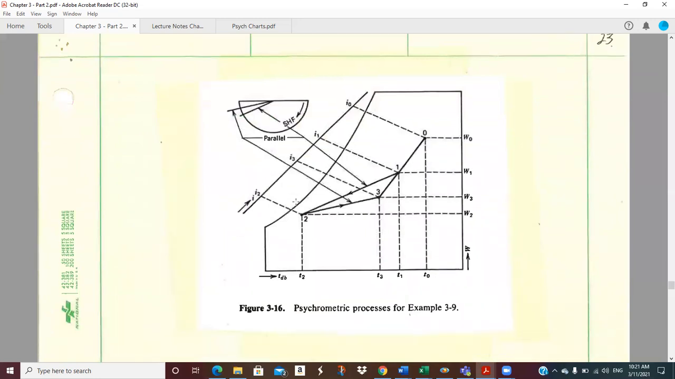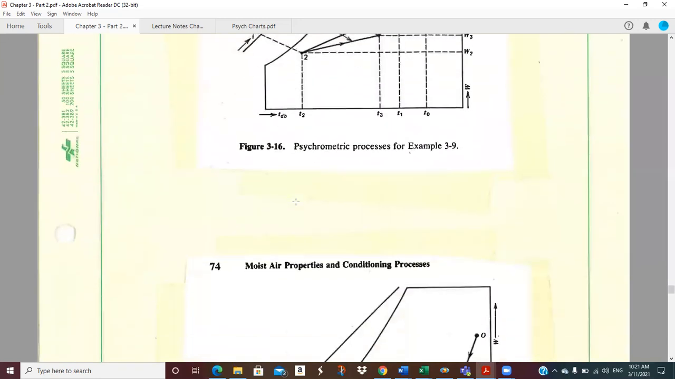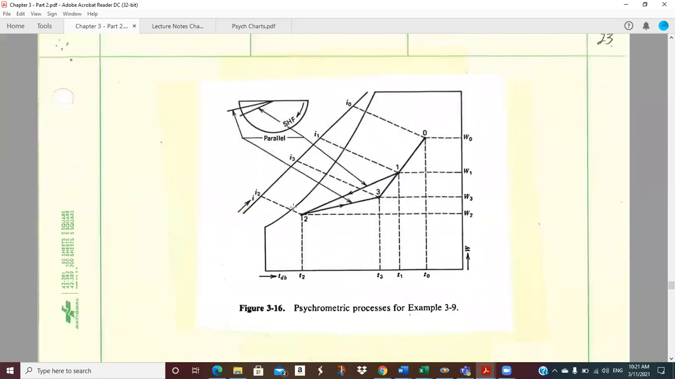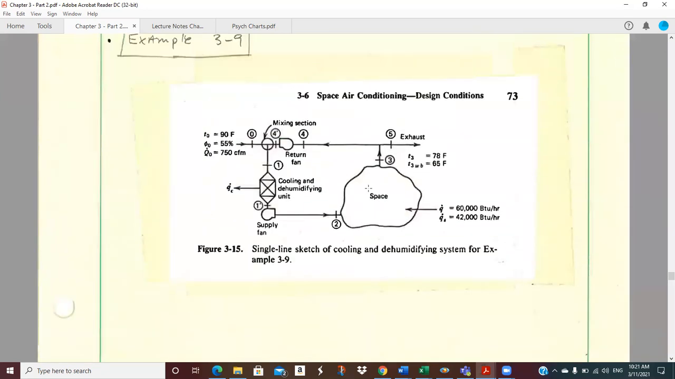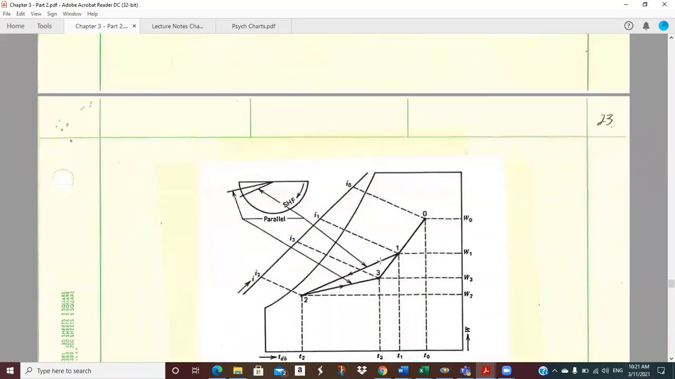Okay, so let's look at the psych chart here, and then we have an example problem where we actually work through those numbers. Okay, so 3 is the condition in the space. If you're given a problem, you're always given the condition you want to maintain in the space. So you've got a dry bulb temperature, and you've got a relative humidity, or some other variable that lets you plot point 3. So point 3 is the condition in the space, which is the condition we're coming out with.